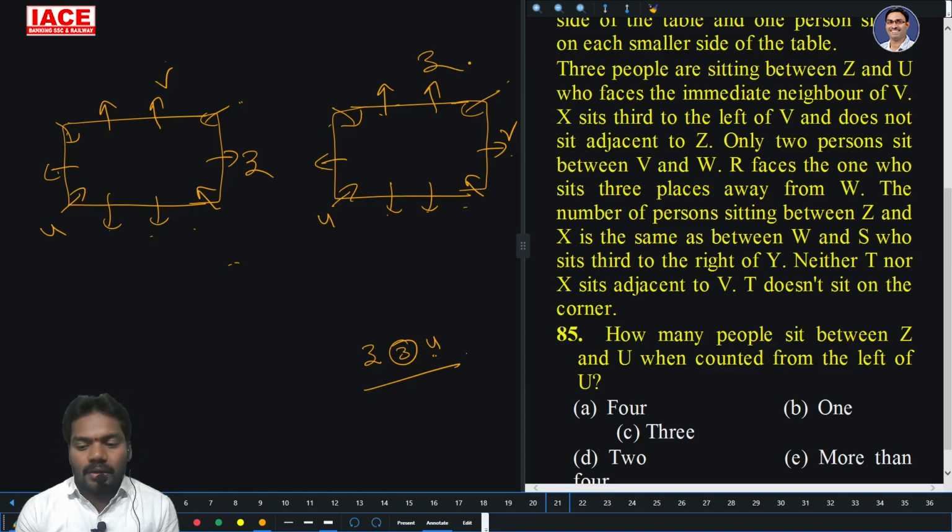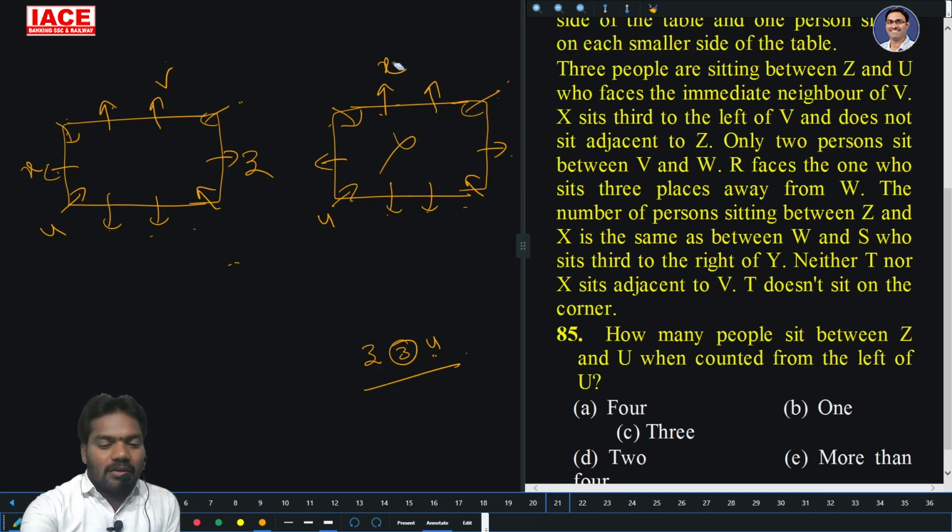Okay. Now, X is third left of V. First, second, third. And X does not sit adjacent to Z. So this case is not possible. Then it immediately converts to the first one: U, V, then Z, and then X.